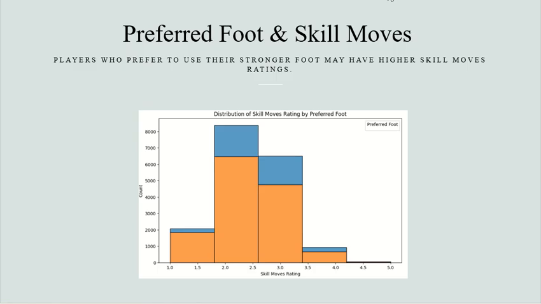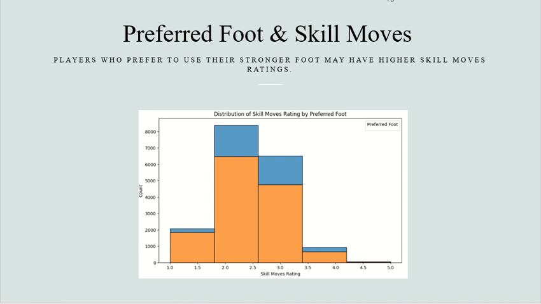The next hypothesis is preferred foot and skill moves. Players who prefer to use their stronger foot may have higher skill move rating. The histogram explains the relationship between a player's skill move rating and which foot they prefer to use. This is what it has to say about the hypothesis.